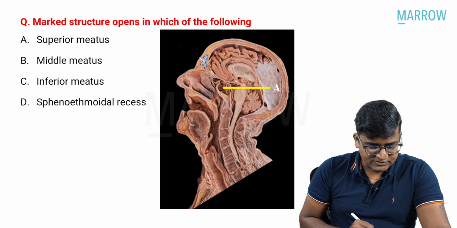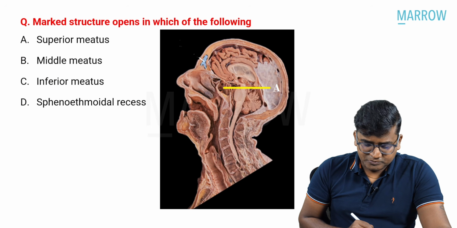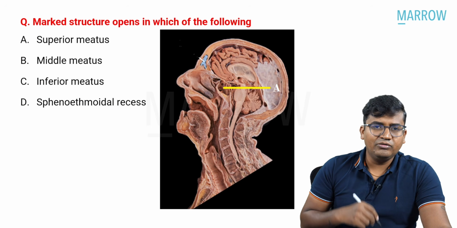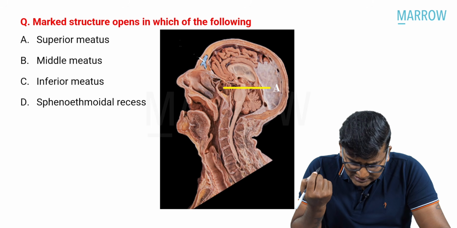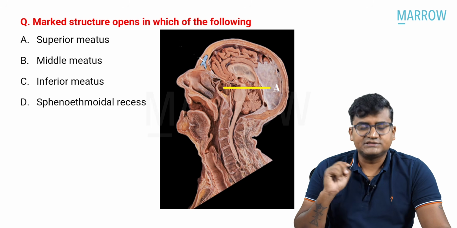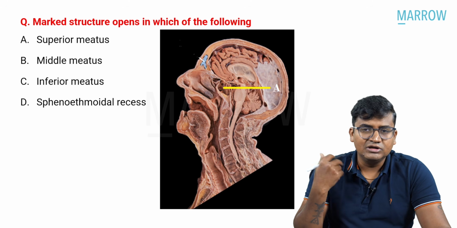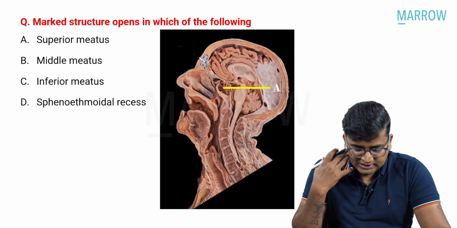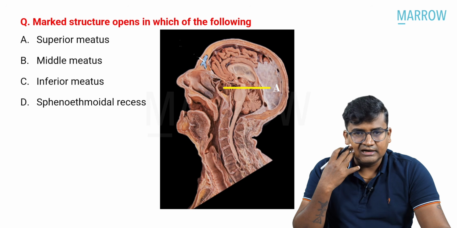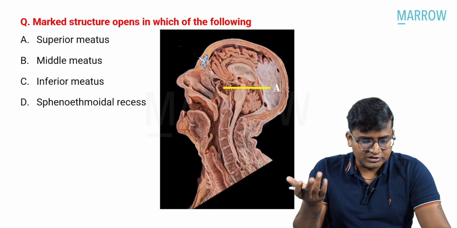Right. Now see the next question. The marked space opens into which of the following? The marking was given in the sphenoidal sinus. This is a side view of the skull, and the marked sphenoidal sinus opens into the sphenoethmoidal recess.